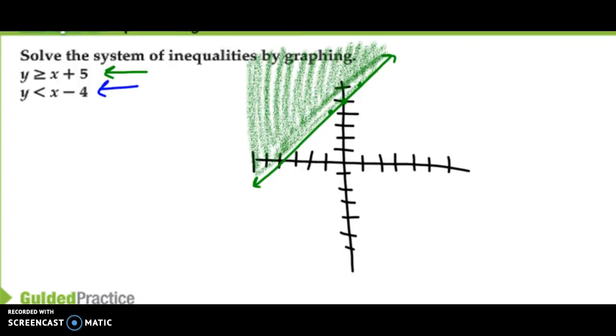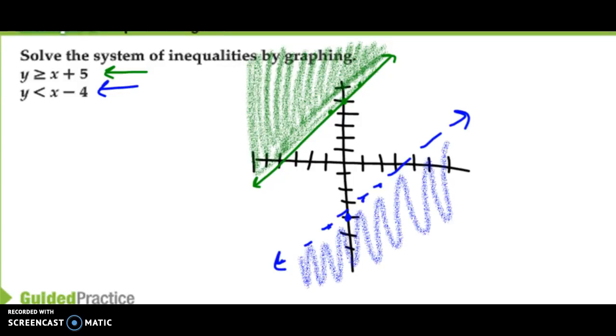Y is less than x minus 4. So I start at negative 4, and I have a slope of 1, so same slope, that's good. Okay? Now you'll notice, dotted line, and shade below. Less than, okay, if I tried 0, 0, I get 0 is less than negative 4, which is not true. And so you'll see right here.